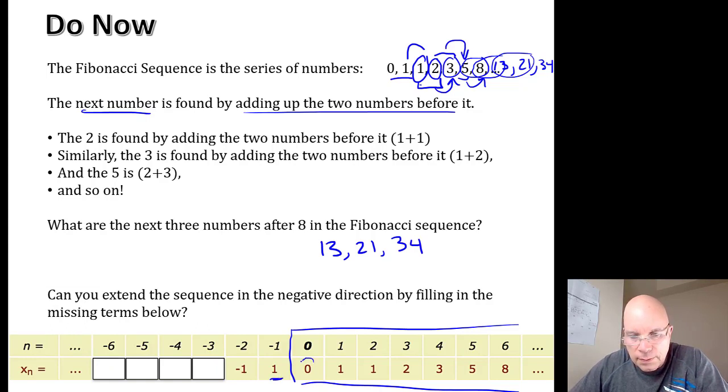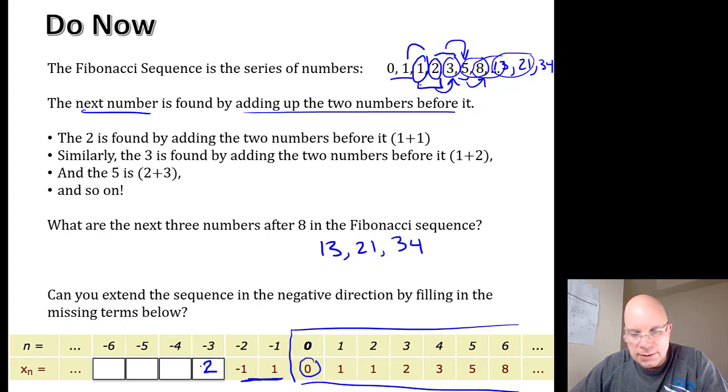The 0 would be the sum of the two preceding numbers. So 1 plus what would be 0? Well, it would have to be negative 1. Negative 1 plus 1 is 0. What would we add to this negative 1 that would give us positive 1? You'd have to add positive 2 to negative 1 to give you positive 1.